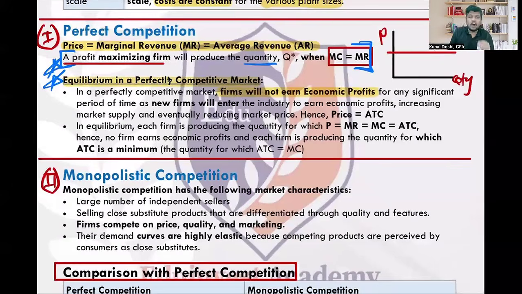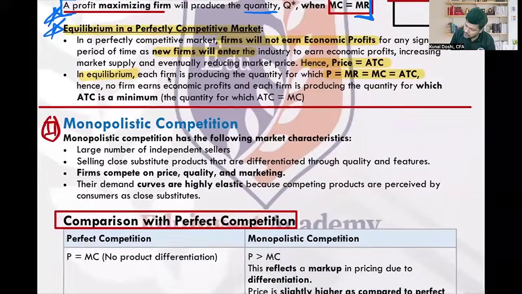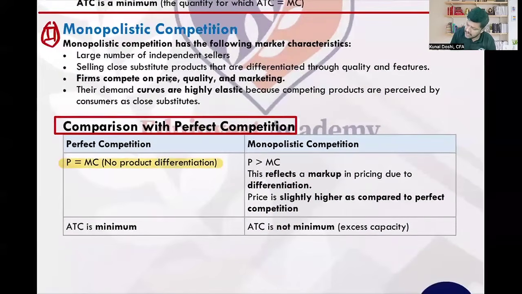First of all, the firm will not earn economic profits. Why? Because this market is barrier free. Anyone can enter or exit. So if there are economic profits, new firms will enter the industry and that economic profit will disappear, right? So the price will be equal to average total cost only. And on the other side, if there are losses, many firms will exit the market because there are no barriers to exit either. Due to this, the market will always be at the equilibrium where the price is equal to average total cost or marginal cost, right? So price is equal to marginal cost in perfect competition.